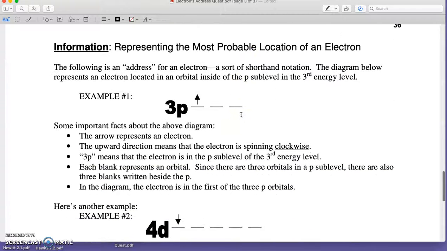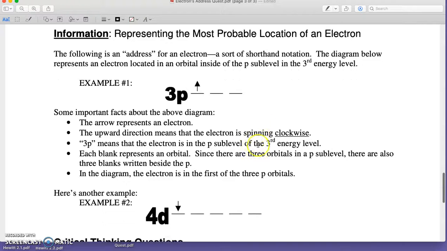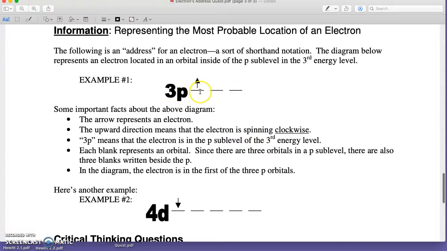Now, how we represent this. We write an address, if you will, for the electron. It's a shorthand notation, and here's the diagram that can tell us that. So we have a 3, a P, we have 3 lines and an arrow, okay? So first off, the arrow is an electron. Since it's pointed upwards, that means it is spinning clockwise, okay? 3P means that it's the P sublevel in the third energy level.